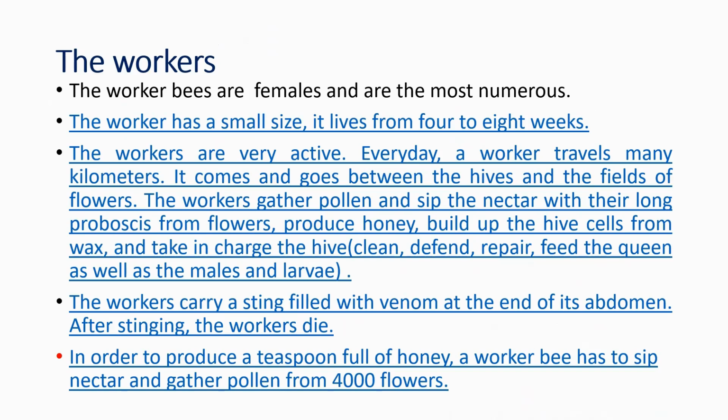The workers carry a sting filled with venom at the end of their abdomen. After stinging, the workers die. In order to produce a teaspoonful of honey, a worker bee has to sip nectar and gather pollen from 4,000 flowers.